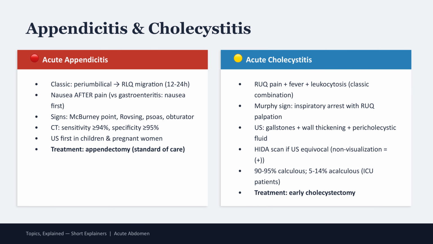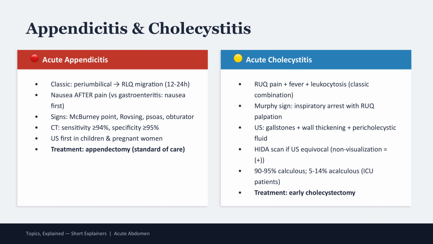Now let's look at the diagnoses you'll see most on exams. Appendicitis has a classic migration pattern. Periumbilical pain moves to McBurney's point over 12 to 24 hours, with nausea following the pain, not preceding it. CT has over 94% sensitivity, but use ultrasound first in children and pregnant women. Appendectomy remains the standard of care.